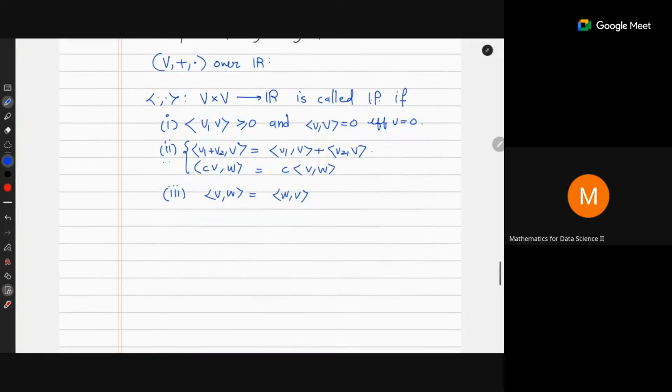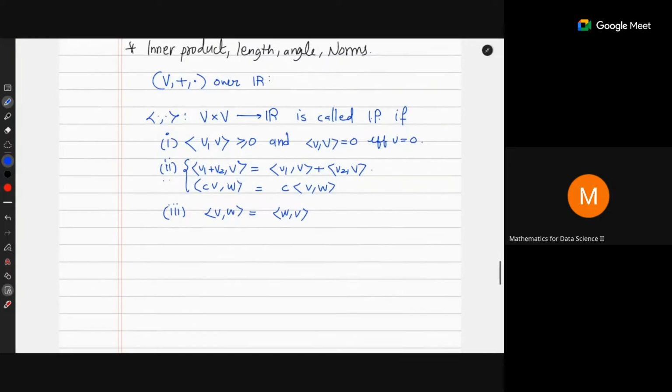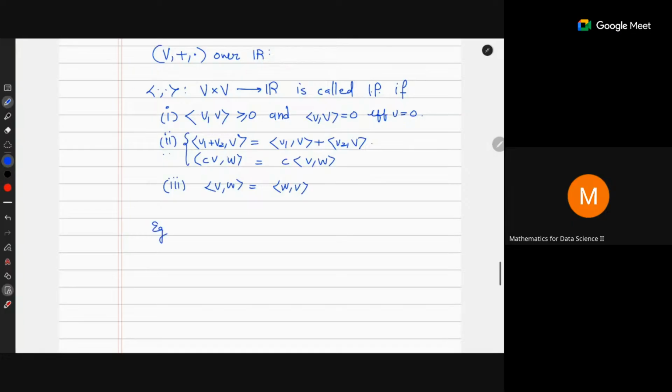All right. So any function on the Cartesian product of the vector space, which is a real value function, satisfying this property is an inner product space. So for example, on Rn, dot product plays the role of inner product. Okay, dot product is one example of inner product.